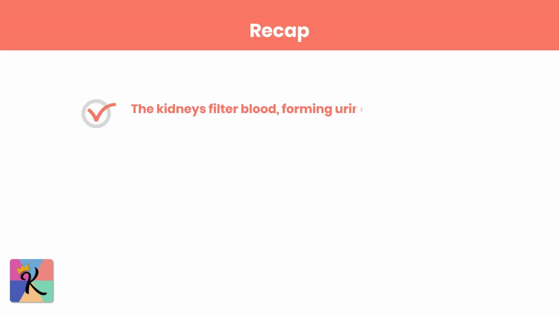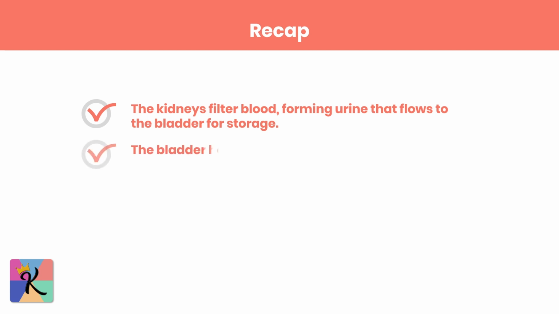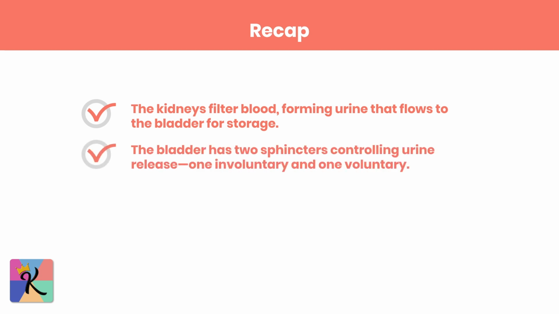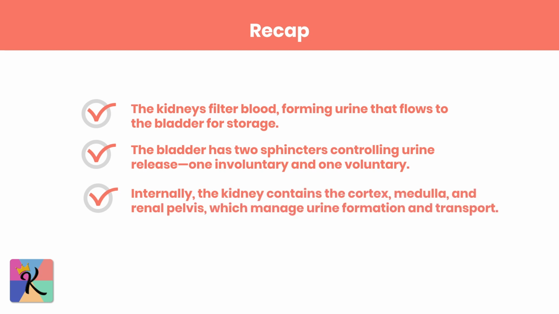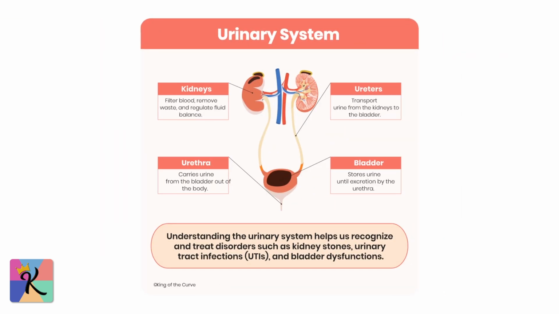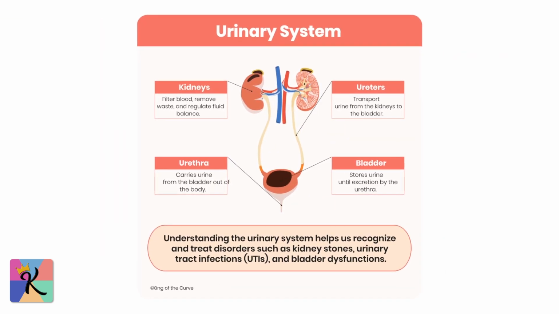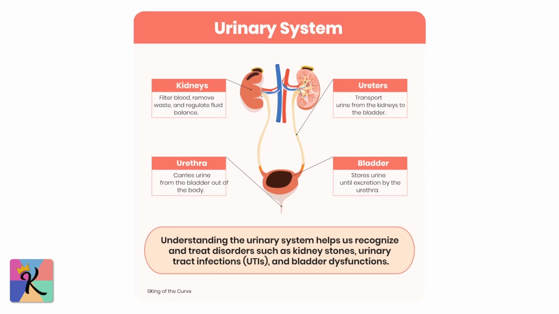Let's recap. The kidneys filter blood, forming urine that flows to the bladder for storage. The bladder has two sphincters, controlling urine release, one involuntary and one voluntary. Internally, the kidney contains the cortex, medulla, and renal pelvis, which manage urine formation and transport. Understanding these functions highlights the urinary system's vital role in maintaining body health.